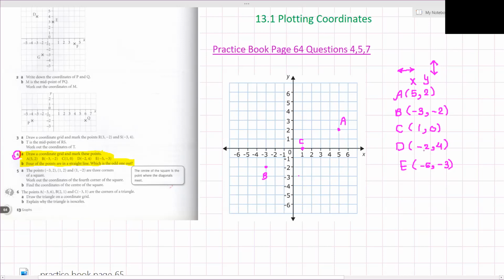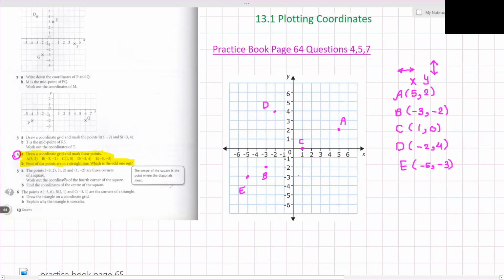Point D, (-2, 4). We will start with x. x equals -2 and y equals 4. We will go up till 4. This is point D. And the last point is (-5, -3). So we will go on the x-axis first, -5, and -3. We will go down because y is negative. So I will plot the point E.